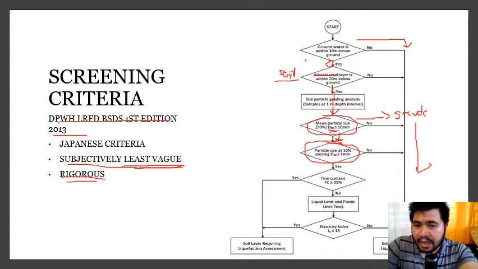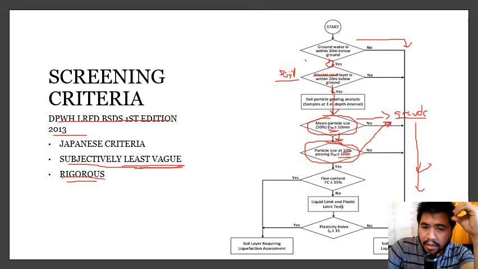So again, this is just part of the gravel criteria. If the D10 of your soils is bigger than one millimeter, probably your soil contains too many coarse or gravelly sized particles, so they are not liquefiable. But if your D10 is 1 millimeter or smaller, then you proceed to the next question.